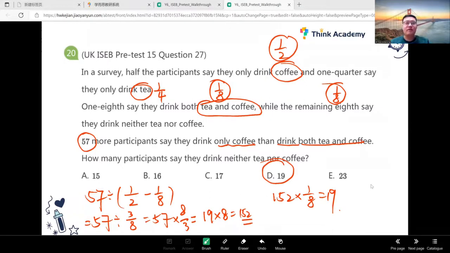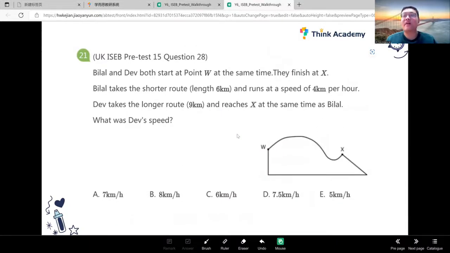Next one, next question. So you see this question, you got this looks like a complicated diagram, but actually the question is very easy.